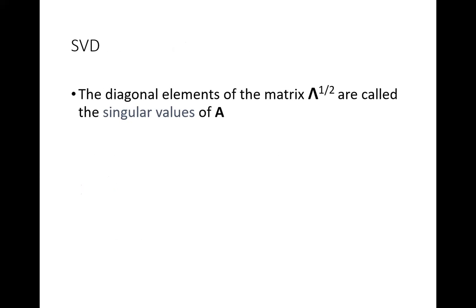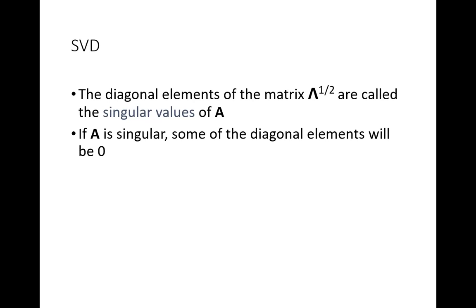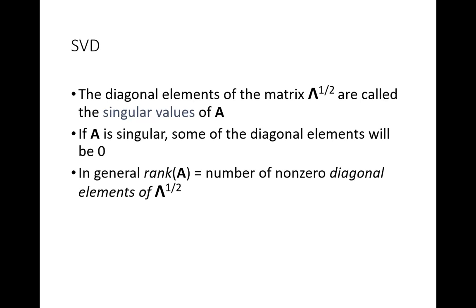As mentioned earlier, the diagonal elements of the lambda matrix are called singular values of matrix F. Sorry, I said matrix A, but it should be matrix F because that is what we were using earlier. And if F is singular, some of the diagonal elements will be 0. In general, the rank of F is the number of non-zero diagonal elements of the lambda matrix.